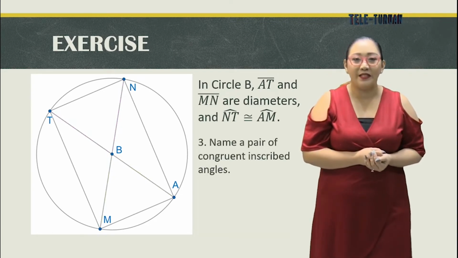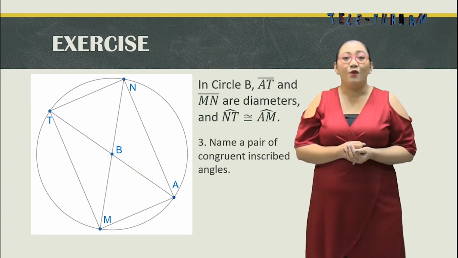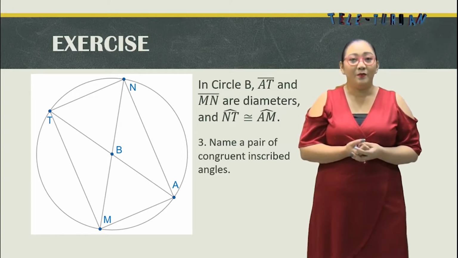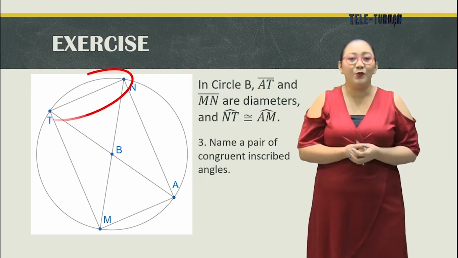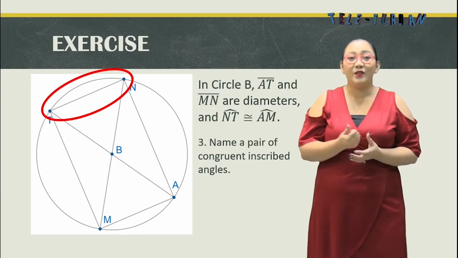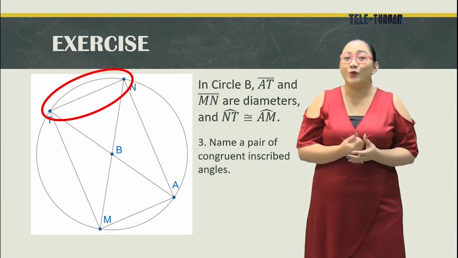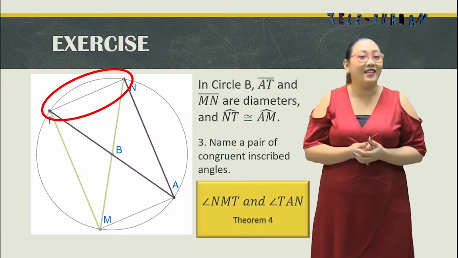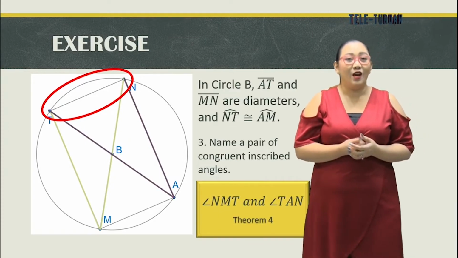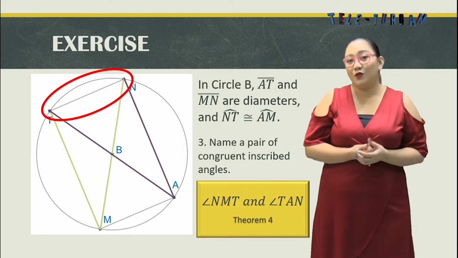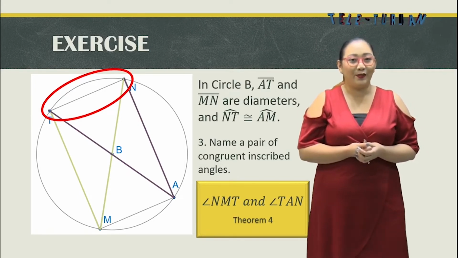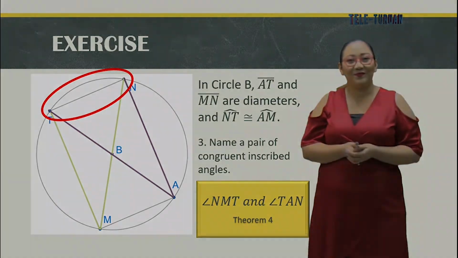Now we have our third number. Name a pair of congruent inscribed angles. Of course, there are several answers that you can get from this item, but I would like to give attention to arc NT. Notice that for arc NT, there are two inscribed angles that are intercepting the same arc. What are these two? You have angle NMT and angle TAN. According to theorem number 4, if two inscribed angles intercept the same arc, then these angles are congruent. So you got that right.